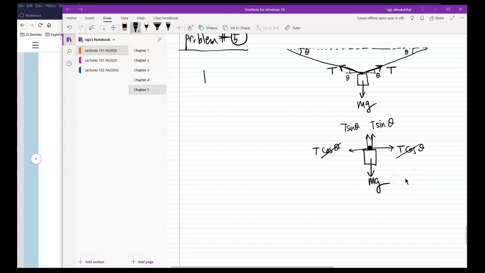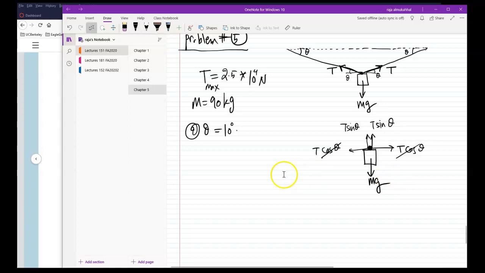Let me put in the numbers there before I do the problem. So I have tension, he said, is 2.5 times 10 to the 4th Newton. I'm copying it from my hard copy. Oh, this is the maximum tension, sorry. I'll come back to it. And then he said the mass of the guy is 90 kilogram. That's about, what, 190 or something like that, pounds. And then now for part A, he said theta is equal to 10 degrees. Okay? And he wants the tension, if I remember correctly.